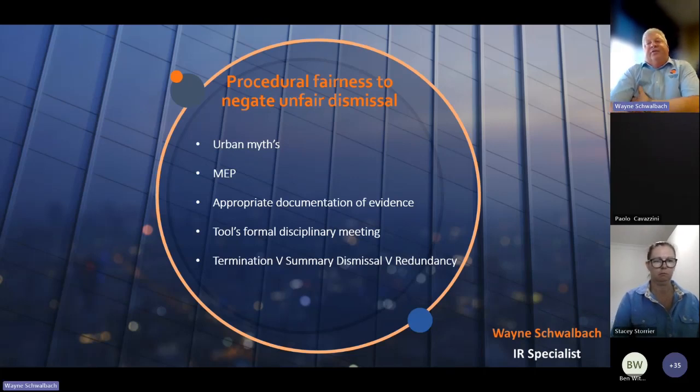Does it apply to casuals as well? Not really, because the casuals, if you're going to get rid of them, you just simply don't rehire them. You just don't re-engage them the next shift. That's the beauty about having a casual. However, if it's going to be regular and systematic, you just need to be a little bit careful about how long they work for.